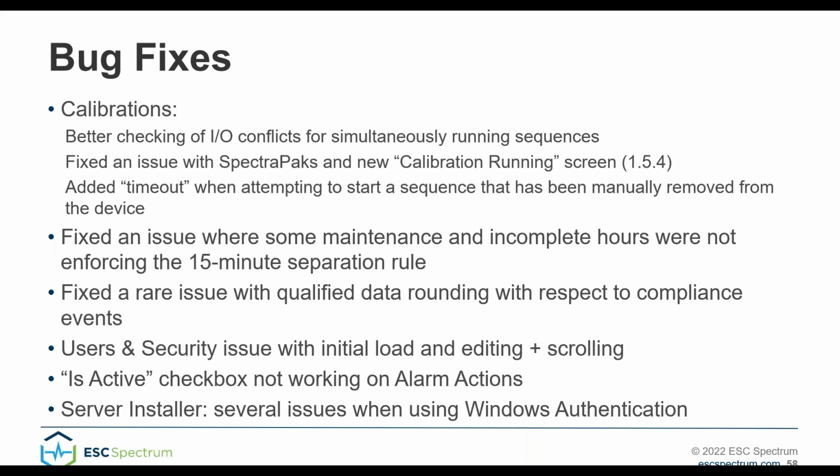We did fix an issue where some maintenance and incomplete hours were not enforcing that 15-minute separation rule. That was a pretty rare occurrence, but that has been fixed in 1.6. Another rare rounding issue, with compliance events only: if your exceedance was right on the edge of what your allowed limit was, there could have been an issue with rounding up instead of down or down instead of up and generating false events there. Very rare, but that one was fixed.